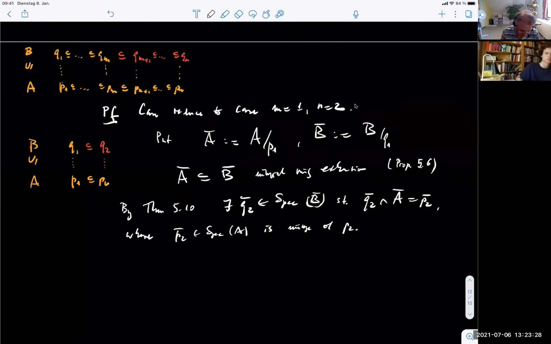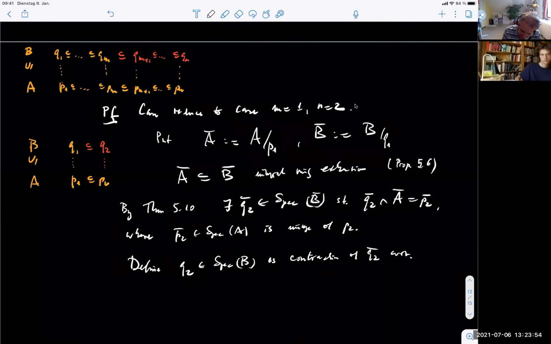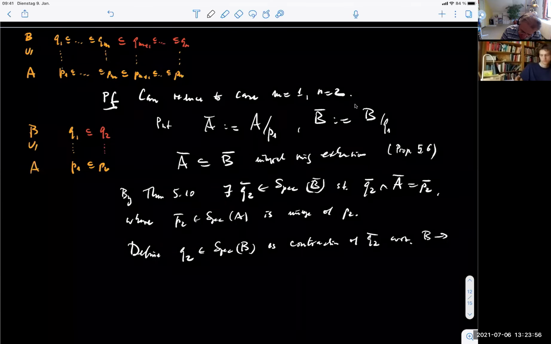Okay. So now what do I do? Now I define, I think that's obvious now, I get the Q2, the prime ideal in B, as the inverse image, let's say the contraction, of Q2 bar with respect to the map B to B bar. Okay, so I get a prime ideal in B, and clearly it must contain Q1.